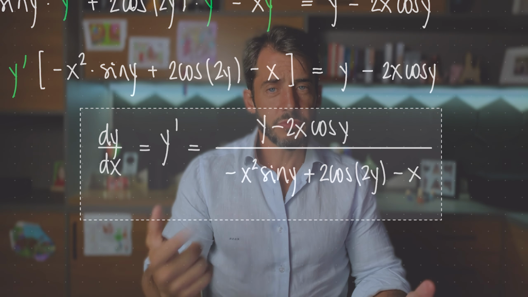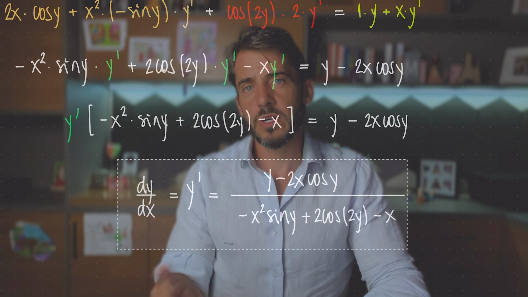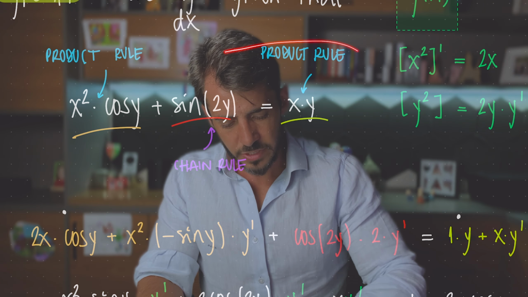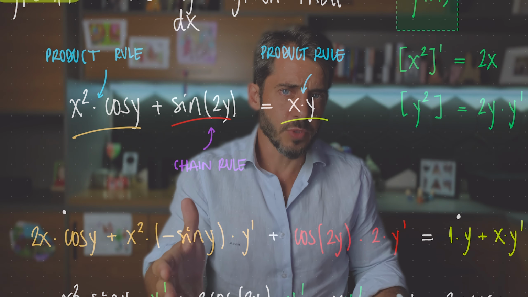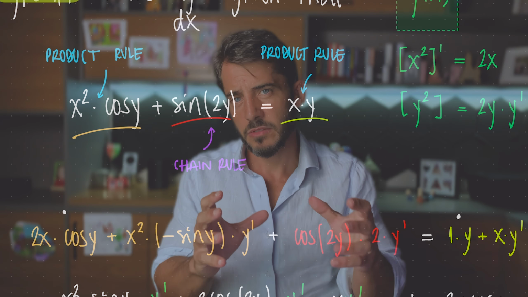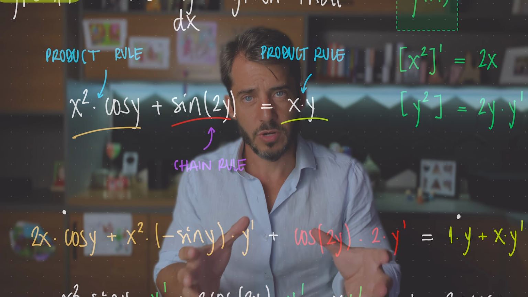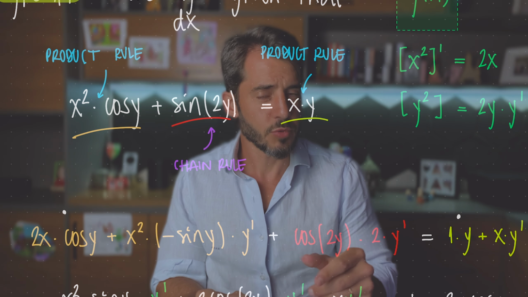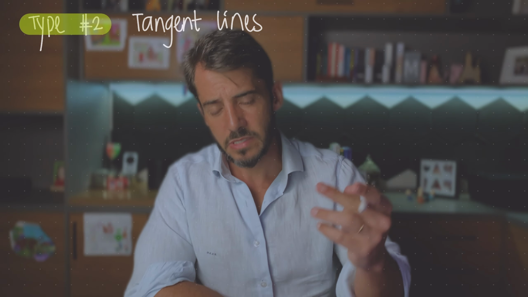Now for exercise number 2, we're going to take advantage of the fact that we have actually differentiated this already and use the same equation to find a tangent to this curve at a given point. Now I'm going to select a point, and it needs to be a point that the graph of this equation actually crosses. And the point that we're going to use is the point 0 comma pi over 2.